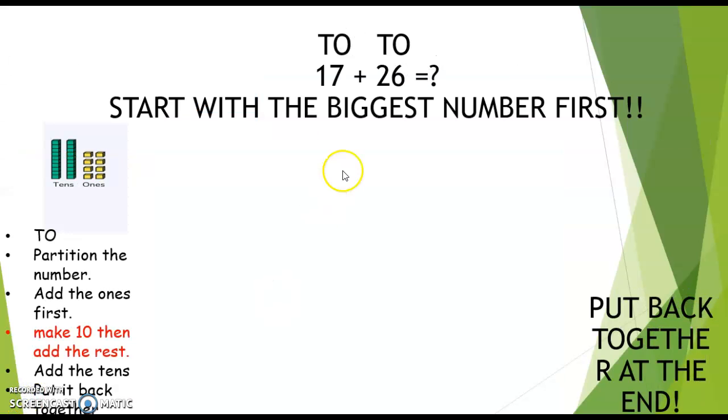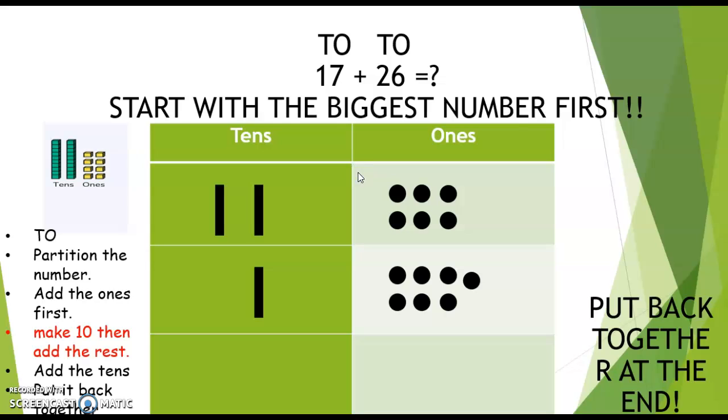Right, so then we have the next sum, which is 17 add 26. We are starting with the biggest number first, so I'm going to do the number 26. Okay, so we've got 26 with 2 tens and 6 ones, and underneath we've got 17, 1 ten and 7 ones. We partitioned the numbers, so now we add the ones first.